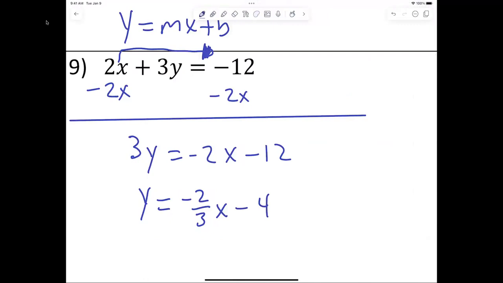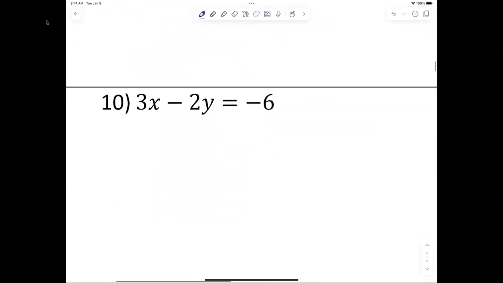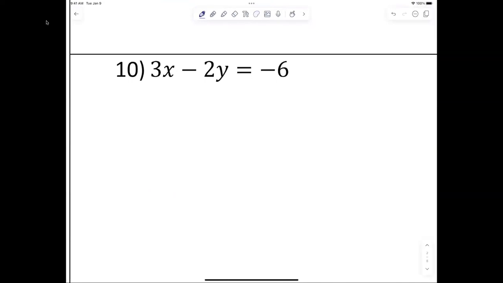And I subtracted 2x from both sides. All right, follow me again on the next one, okay? I'll make sure everybody's with me. Come on, Luke, are you with me? All right, everyone else, look at number 10 real carefully. Everybody's looking at number 10.